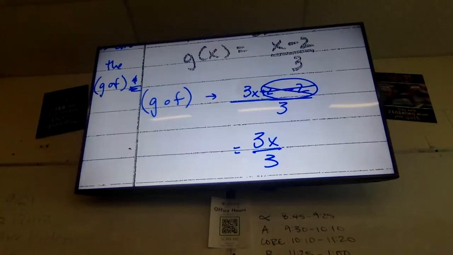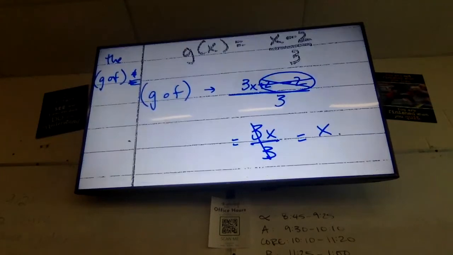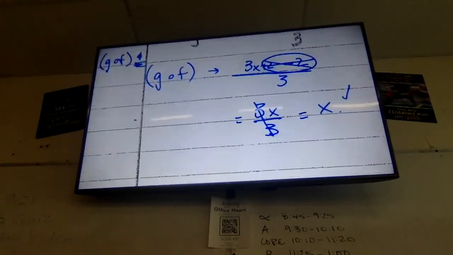What can I do next? I can cancel my 3's out, so that just equals x. That's what I want. Check, we're doing it. We worked the first one. That's awesome. Now we have to do the second one. So now I've got to do f of g.